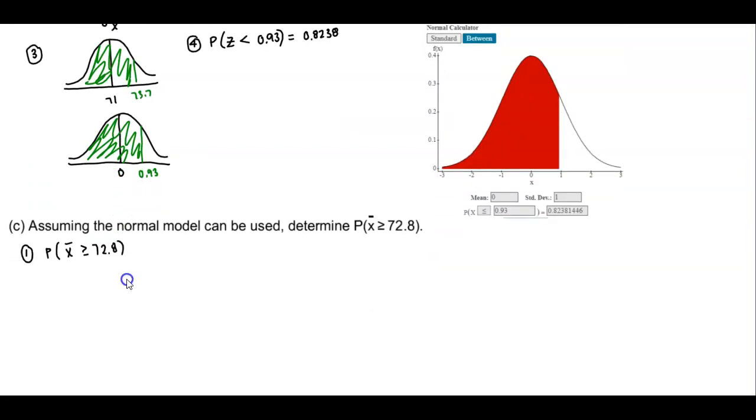We want to convert this into a z-score. Recall that x bar represents 72.8, and we subtract the mean of 71, divided by the standard deviation of the sample mean, which is 2.91, which gives us a z-score of approximately 0.62.